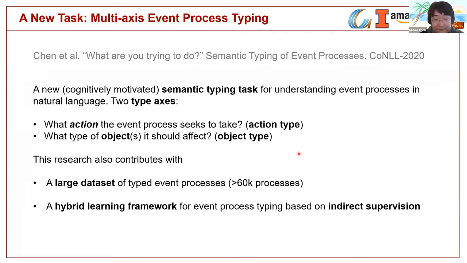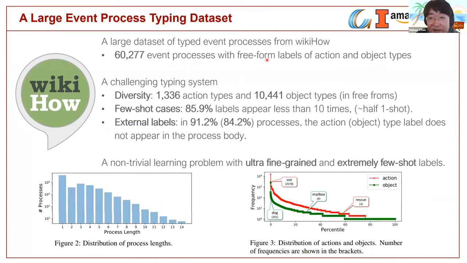So the data set we extract is based on WikiHow, which is a large community website containing professionally edited guideline articles. And the data set comes with more than 60,000 event processes, each of which also comes with a freeform label of action and object type. It is noteworthy that this data set poses a non-trivial learning problem. Specifically, the type system here is very fine-grained and also diverse, with more than 1,000 action types and also more than 10,000 object types.